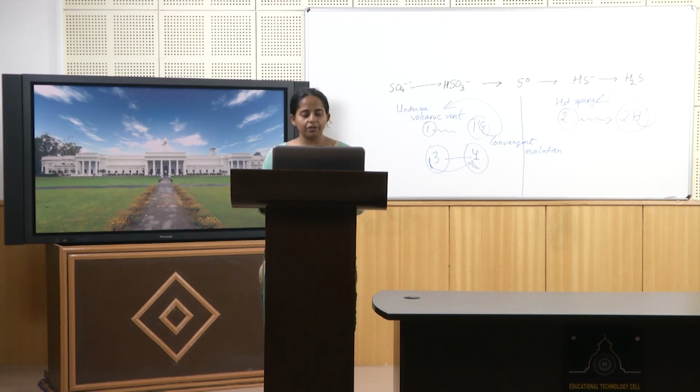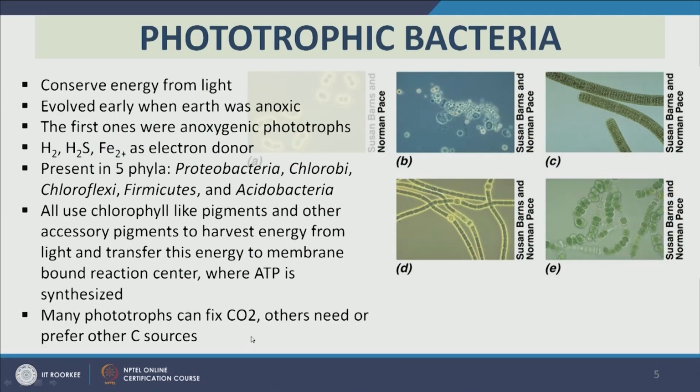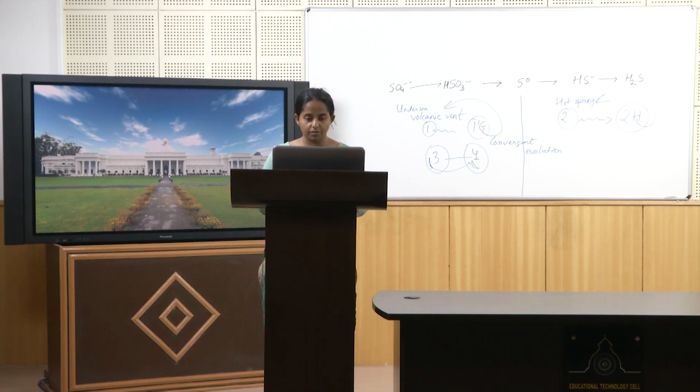Many phototrophs can fix carbon dioxide, others need or prefer other carbon sources. So this bullet is highlighting there are 3 different kinds of phototrophs. One who can fix carbon dioxide directly, so they are autotrophs, and others who are obligated to use other carbon sources, and some who prefer other carbon sources. So some have dual capacity, they can fix carbon dioxide and they can also use other carbon sources.